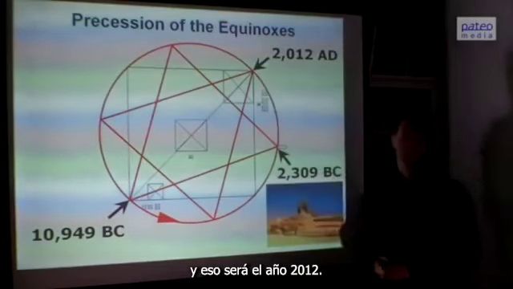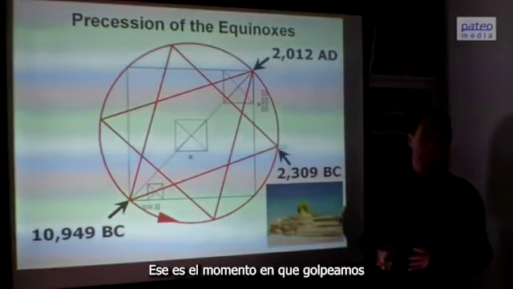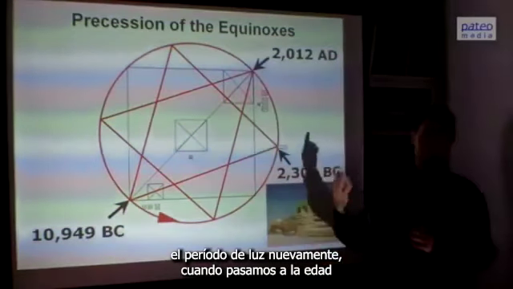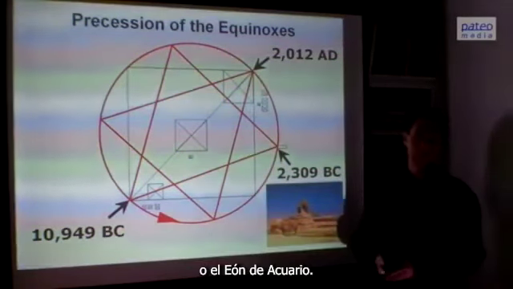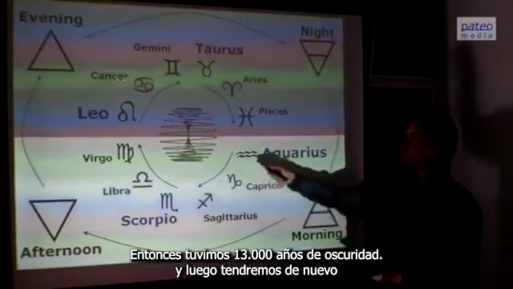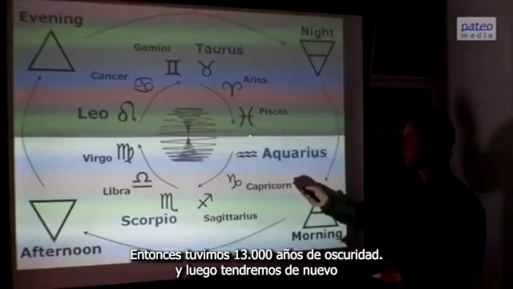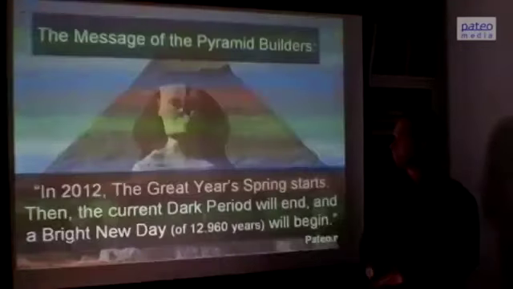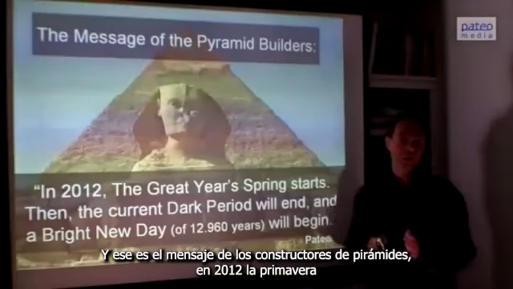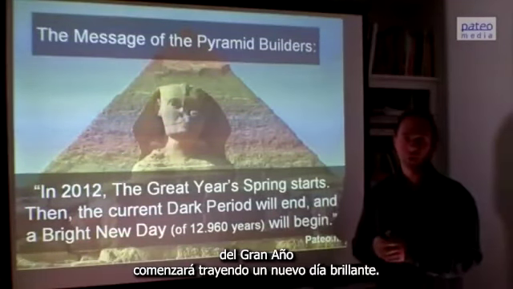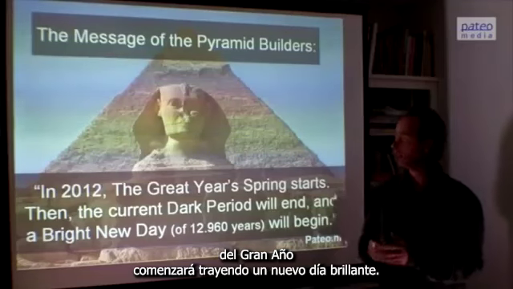And that will be 2012. That is the moment when we hit the light period again, when we go to the age or the eon of Aquarius. So we had 13,000 years of darkness, and then we will have again 13,000 years of light. And that is the message of the pyramid builders. In 2012, the great year spring will start, bringing a bright new day.